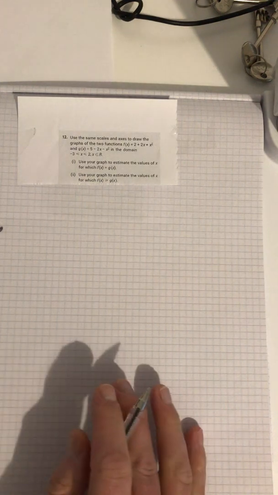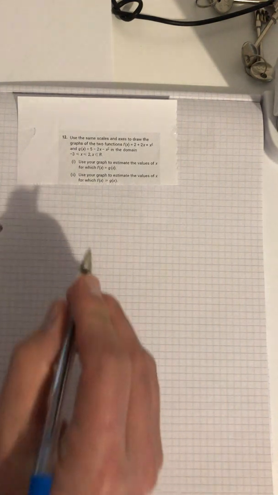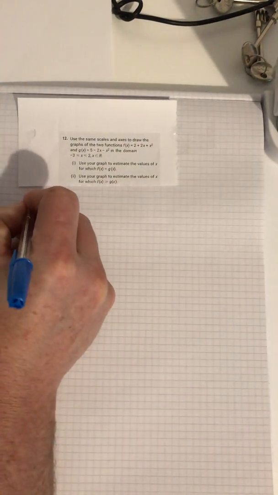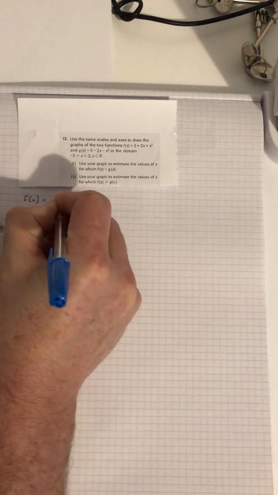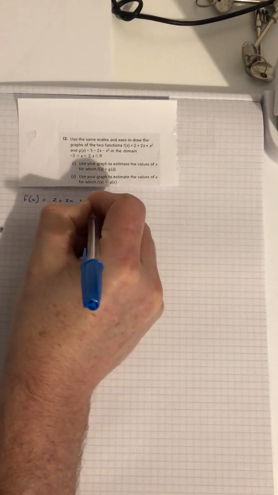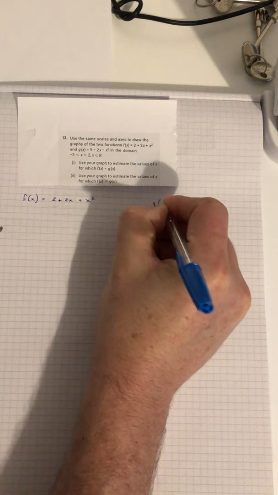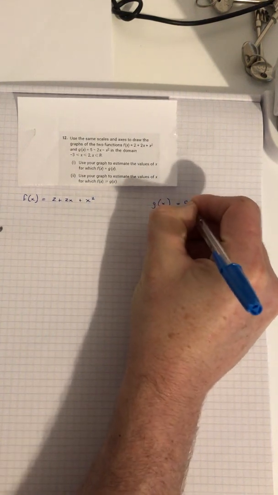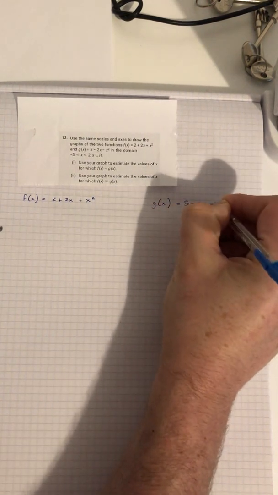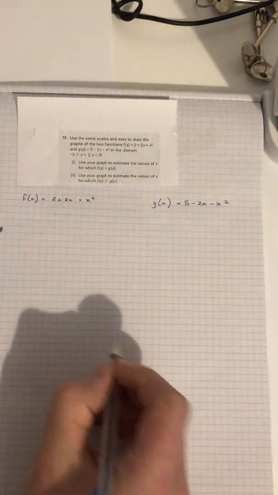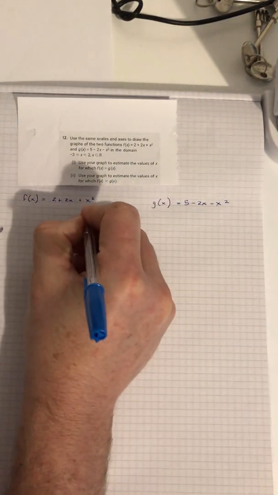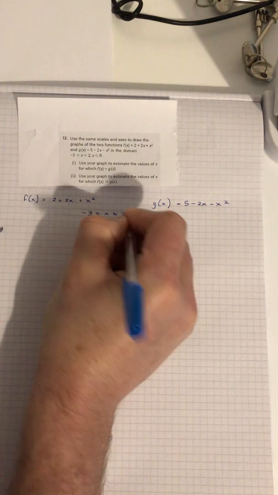So here you have two quadratic functions intersecting each other. The first one, f of x equals 2 plus 2x plus x squared. And the second one, g of x is equal to 5 minus 2x minus x squared. And both of them are between minus 3 and 2.